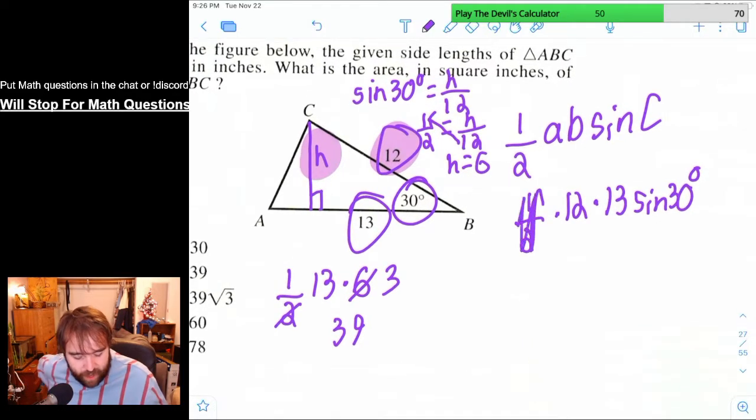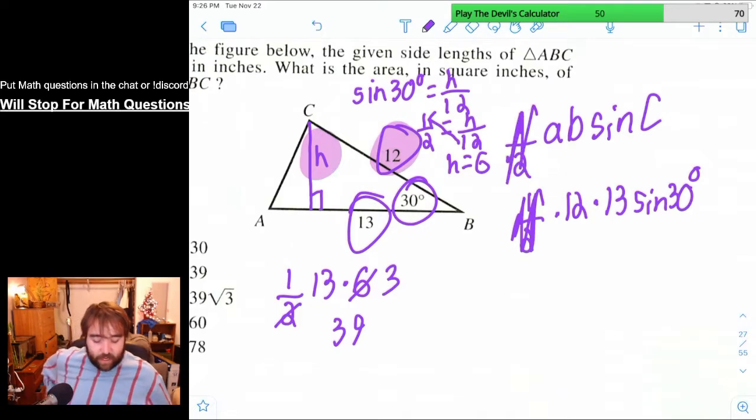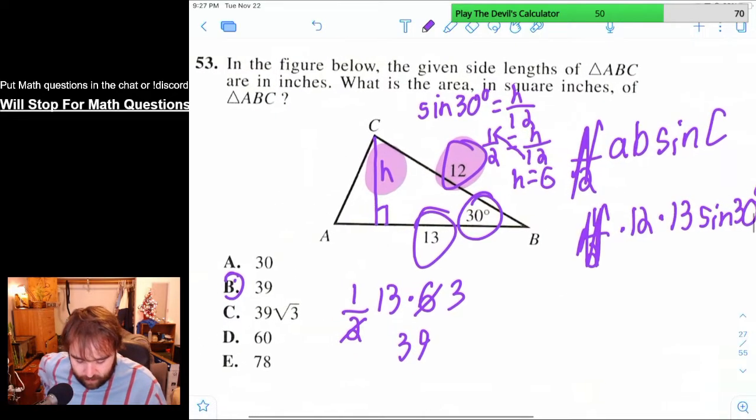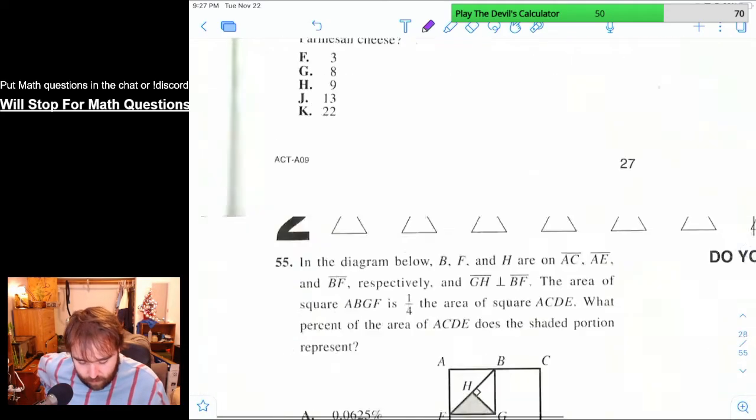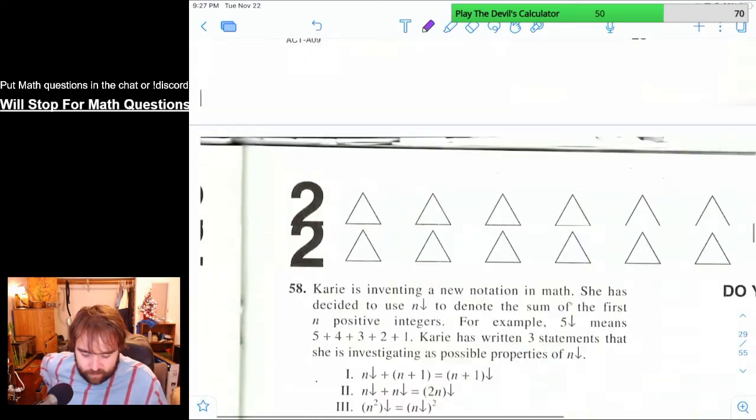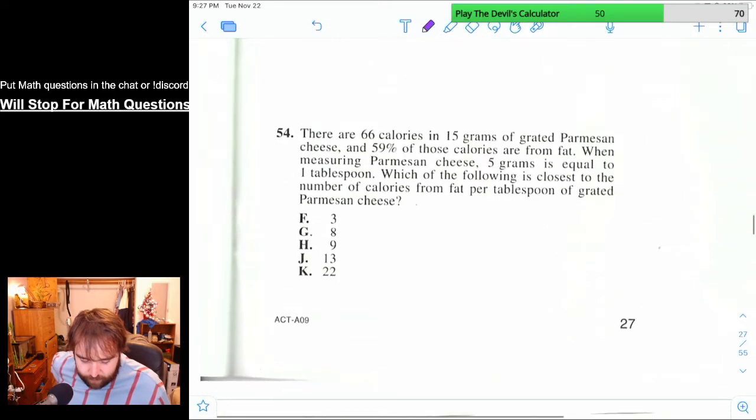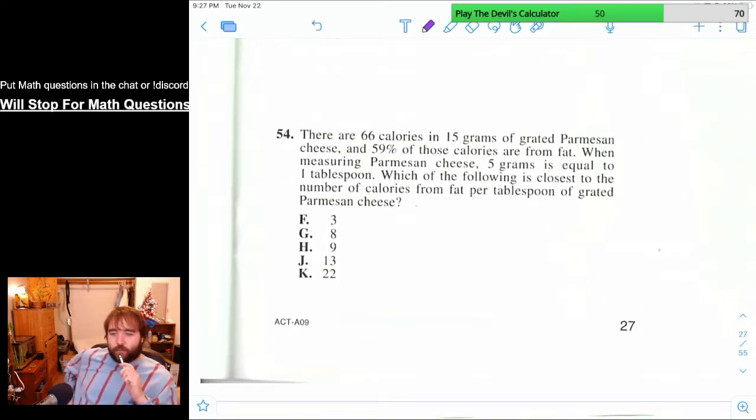So is this 1/2 not there then? It's just AB times sine of 30? I think that's what the formula is, because the sine of 30 is the 1/2. All right, cool. But yeah, the answer is definitely 39. Should we check that real quick? Oh, no. It'll take too long to go down and check that. I'm confident about that.